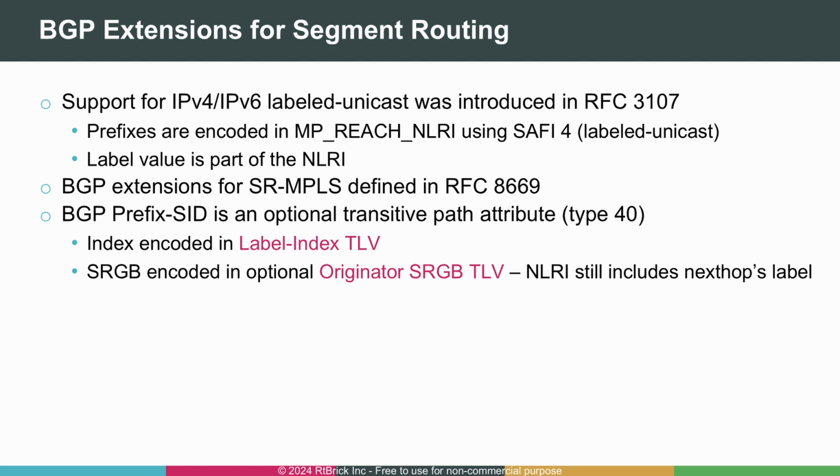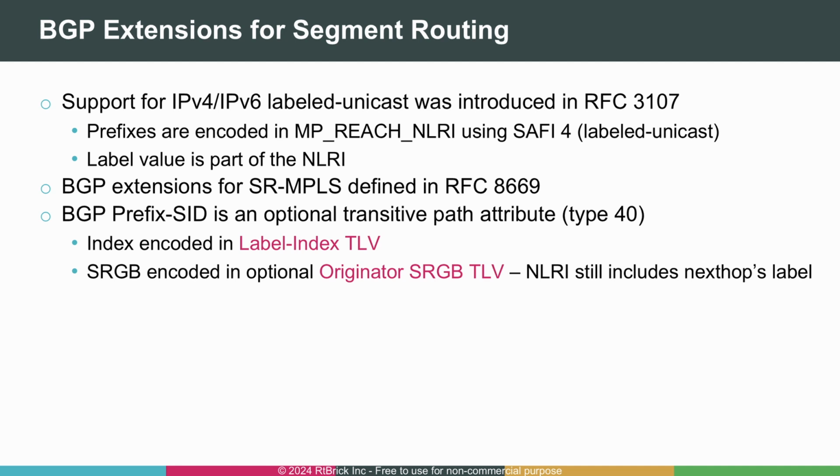BGP is a highly flexible protocol, capable of supporting a wide variety of path attributes. For segment routing, the BGP prefix SID path attribute was added. This is an optional and transitive path attribute. The attribute includes two TLVs. The label index TLV, which stores the index, and the originator SRGB TLV, which encodes the segment routing global block. The originator SRGB TLV is optional.